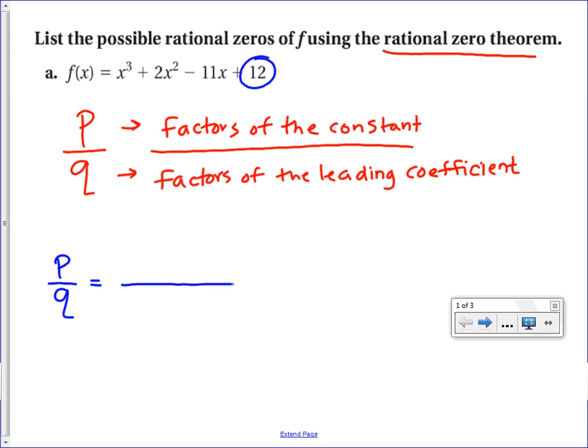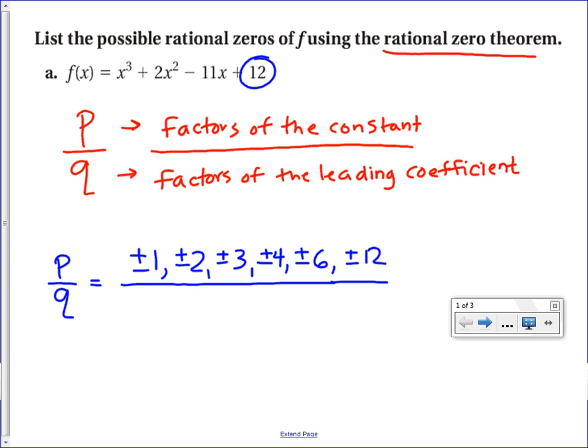So the top of my fraction is going to include a bunch of possibilities. Plus or minus 1, 2, 3, and 4, 6, and 12. And those are all of the possible factors of 12, right? Now on the bottom, it's going to be much easier for this one, because the leading coefficient is just a 1. And the factors of 1 just include plus or minus 1. All right? So believe it or not, you filled in the formula.